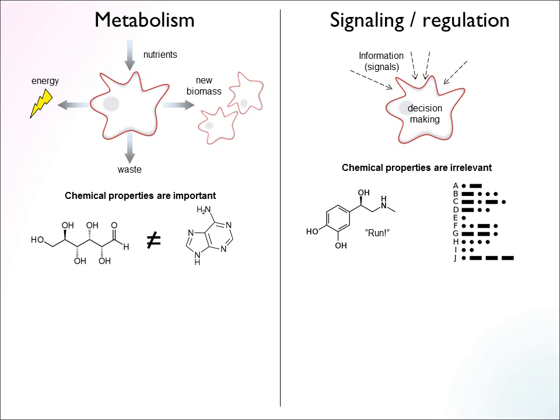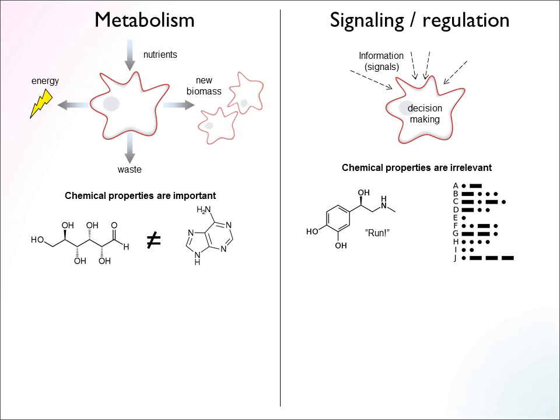So signaling metabolites or other events in signaling are just there by convention. This particular case is adrenaline. And in most species, this means run or fight. It's that kind of hormone. But of course, it has nothing to do with the properties of the molecule or what it looks like. This is just a convention. So the structure is actually irrelevant. This is kind of like Morse code, you could say. It's just a convention that this particular pattern means A, B, C, or D.